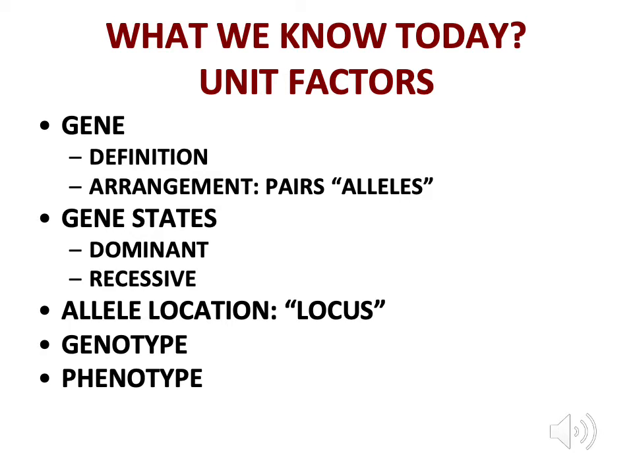Another way of thinking about it is, I say genotype is what my genes say. I've got one allele for brown eyes. I've got one allele for blue eyes. That's what my genes say. That's my genotype. It's my allele combination.